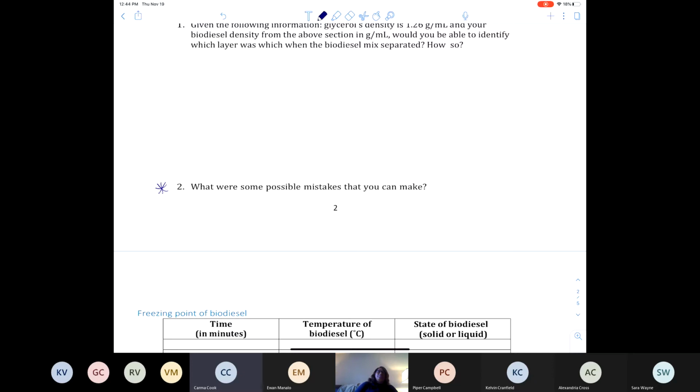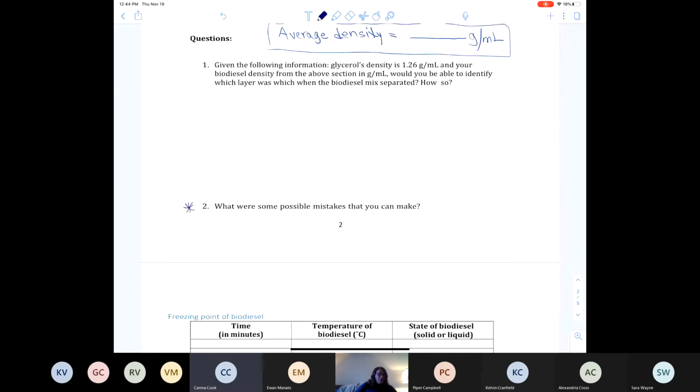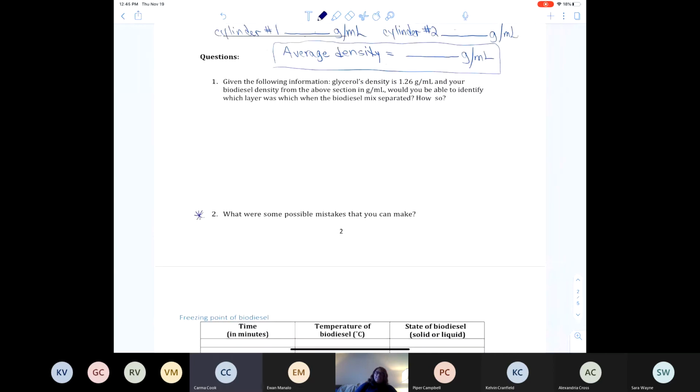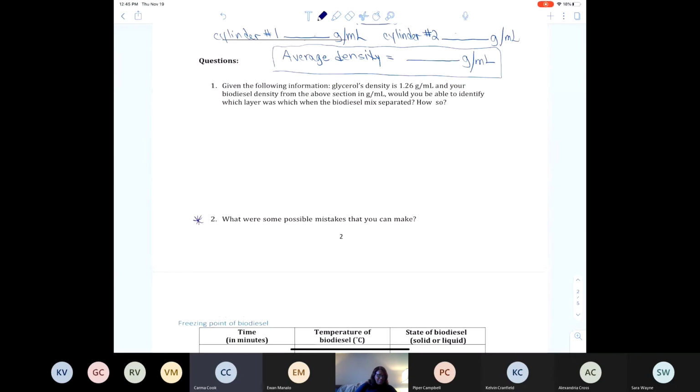If I would not have properly separated out that glycerol from the biodiesel, if I would have come in the next day and just put all of it in one graduated cylinder, then that would compromise our density determination, our freezing and melting point determinations, as well as our heat of combustion determinations. So that's another mistake that could be made, not separating out the biodiesel away from the glycerol. Does that make sense? Did that answer your question? Yes, definitely. Thank you. You're welcome.